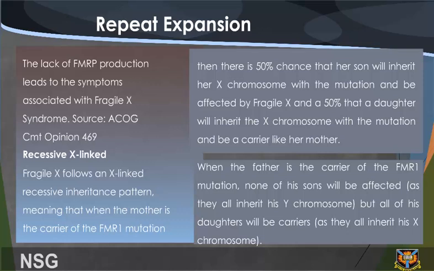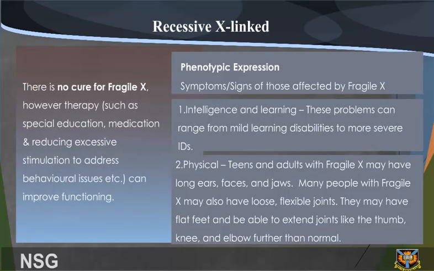When the father is the carrier of the FMR1 mutation, none of his sons will be affected as they all inherit his Y chromosome, but all of his daughters will be carriers as they all inherit his X chromosome. There is no cure for Fragile X. However, therapy such as special education, medication, and reducing excessive stimulation to address behavioral issues can improve functioning.